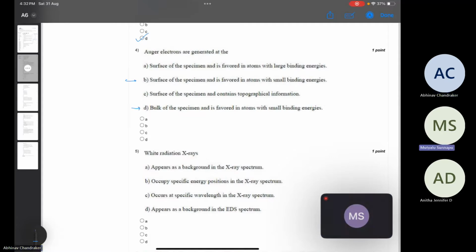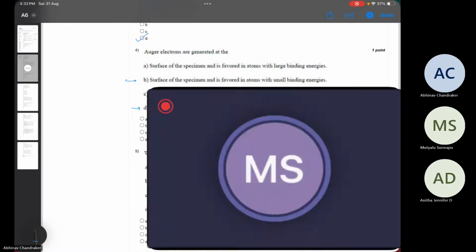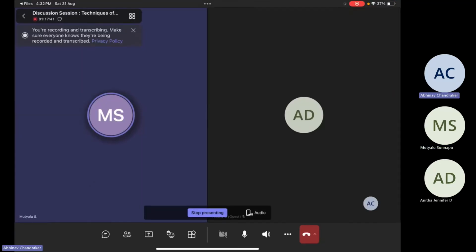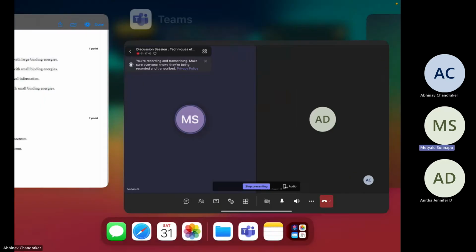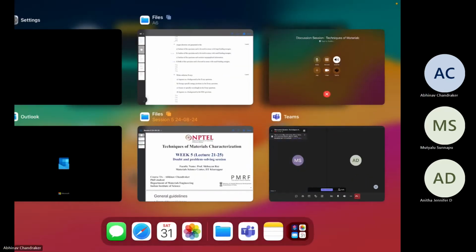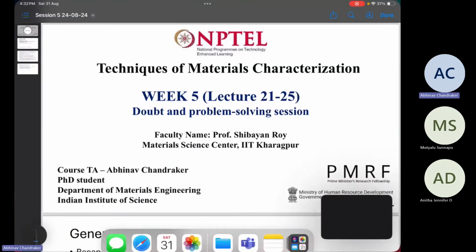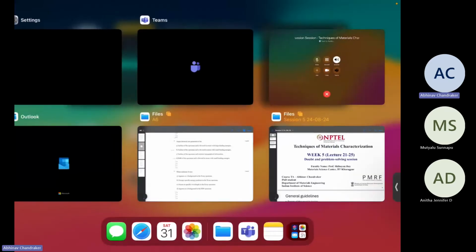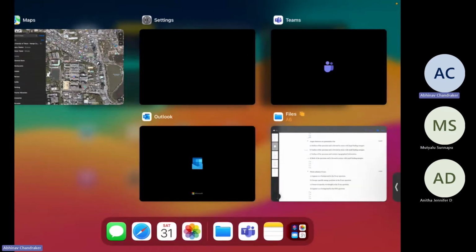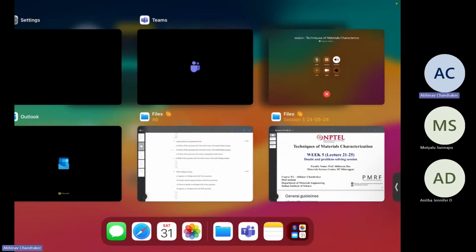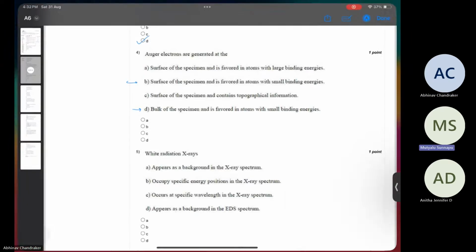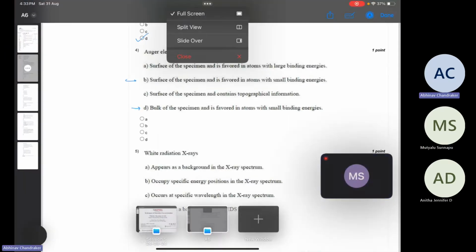Are you able to understand how Auger electrons are generated? If not, I can just show it again. Sir has explained this very well in his video lecture. In case you are still having doubts and want to know in detail, you can see there. I'll open it here.